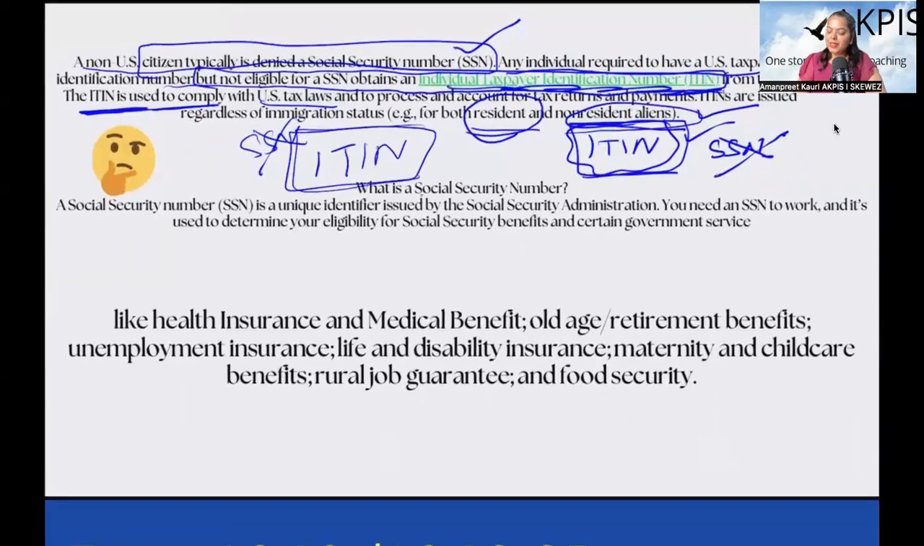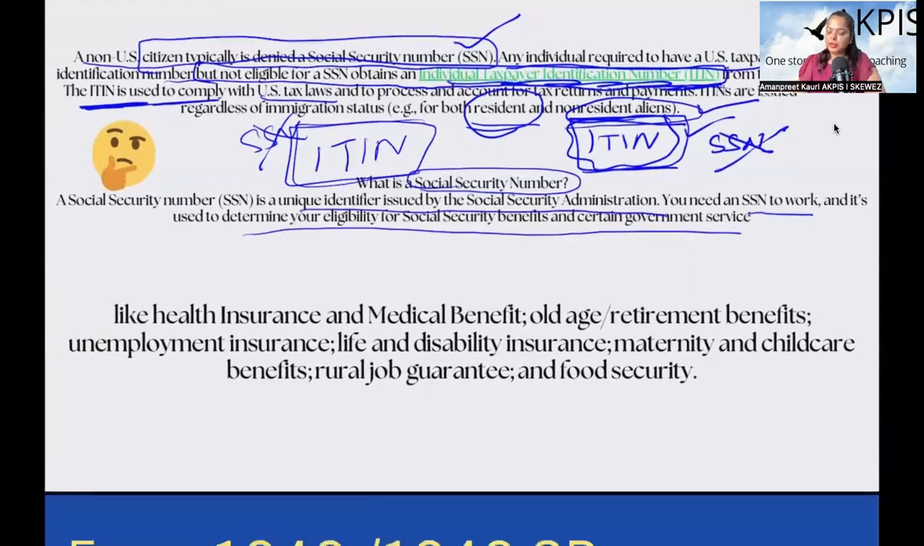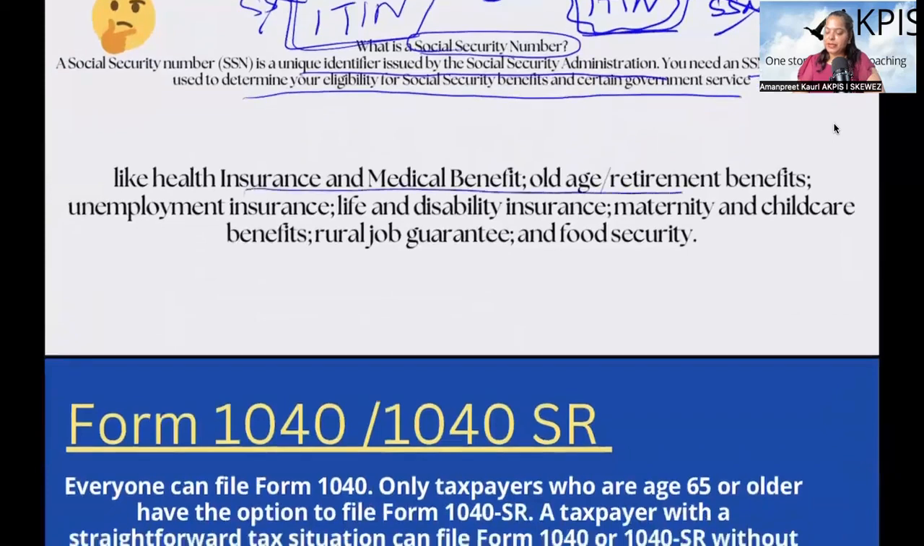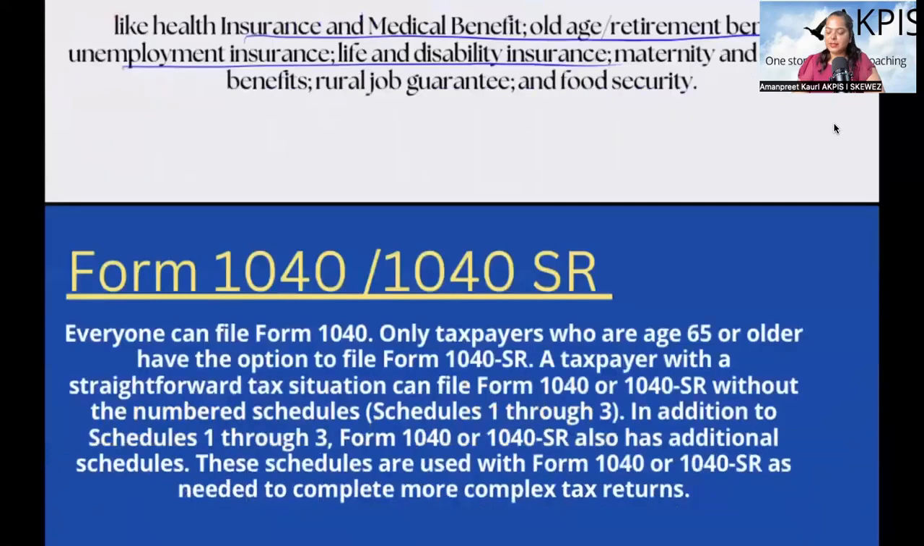So basically, the social security number is a unique identifier issued by the Social Security Administration. That means if you need to work in the US, you need to obtain this. You actually have an SSN with you, and it is used to determine your eligibility for any kind of benefits which are given by the government, or if you are in government service. So that's why the SSN is required. And apart from this, it is for health insurance, medical benefits, old age, unemployment, disability, any kind of job guarantee, food security. So the government supports you if you're a US citizen. That means this social security number is for US citizens.